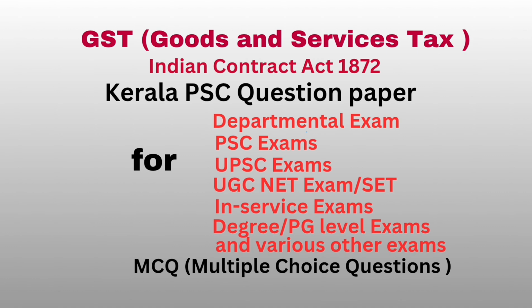Question number 24. Which of the following is included for computation of taxable supplies for the purpose of availing credit? Option A, zero rated supplies. Option B, exempt supply. Option C, both A and B. Option D, none of the above. Correct answer, option A, zero rated supplies.